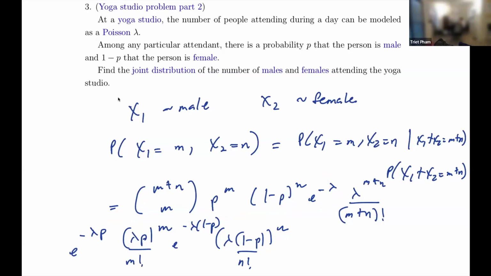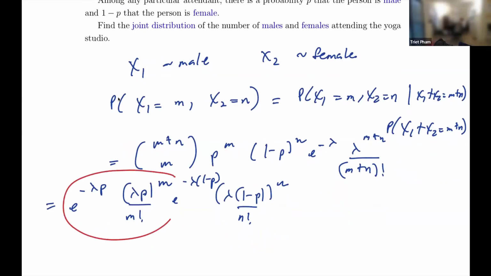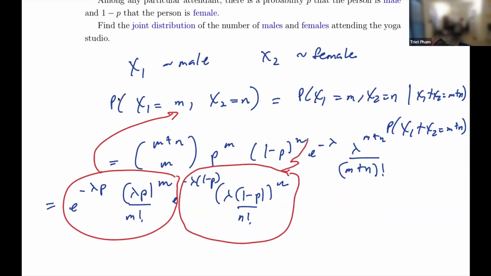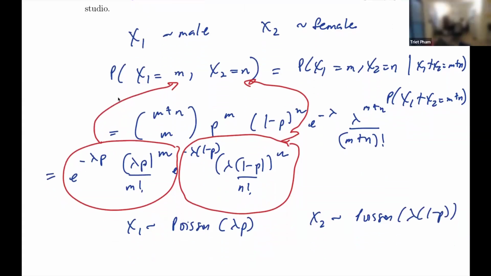But what do you recognize? Well, you recognize a Poisson, I mean, not Poisson M, but a Poisson with value M, and a Poisson with value N. So the conclusion is X1 will be Poisson lambda p. X2 will be Poisson lambda 1 minus p, and they are independent.